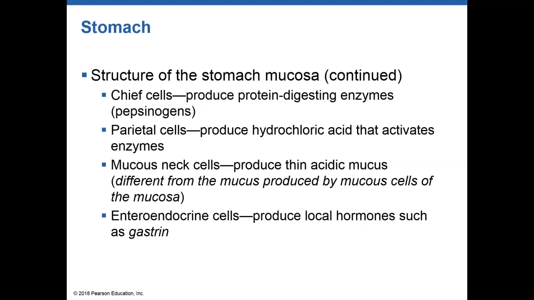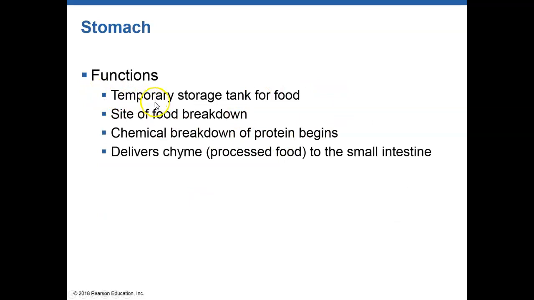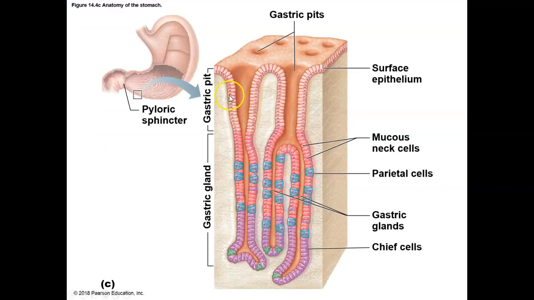So the different cell structures of the stomach include chief cells, which produce pepsinogen, parietal cells, which produce hydrochloric acid, mucous neck cells that produce an acidic mucus, and enteroendocrine cells that produce gastrin. And I told you the function of the stomach is to store food and to break it down chemically into a liquid called chyme.